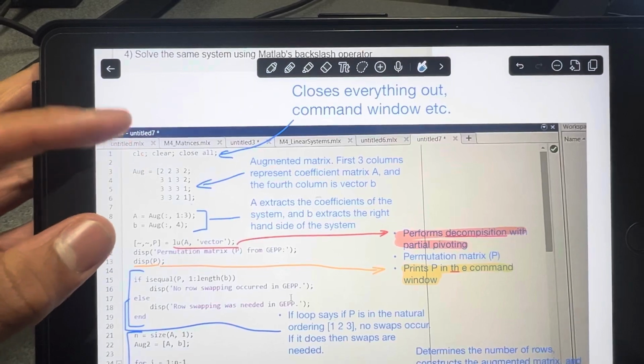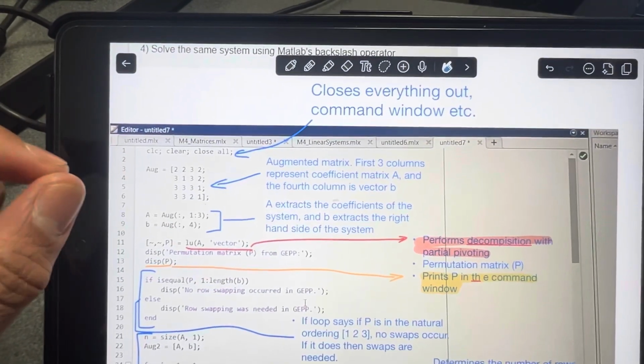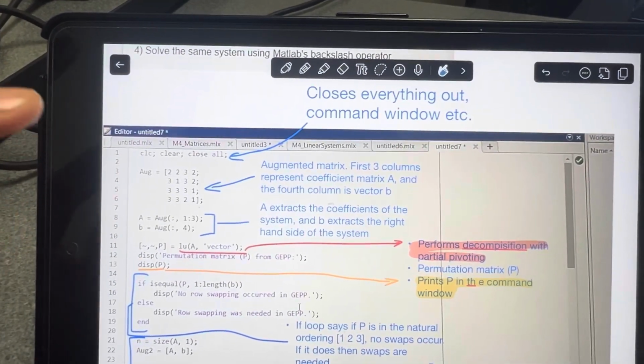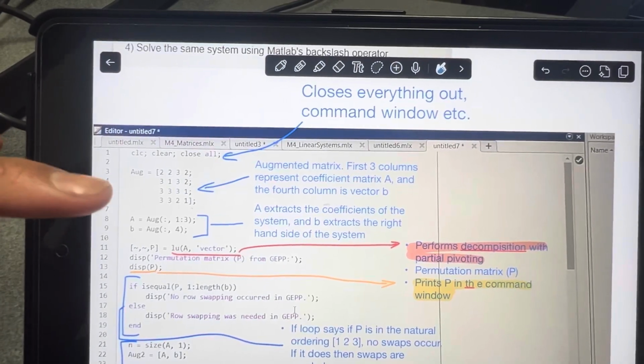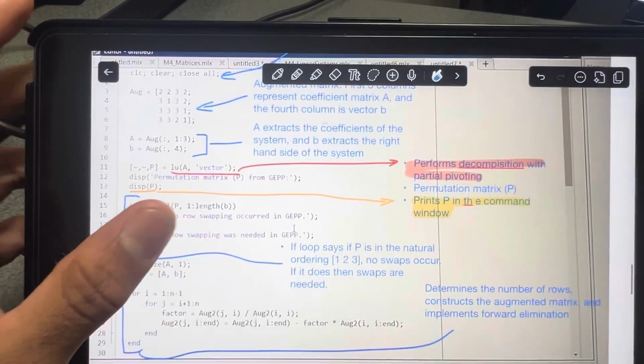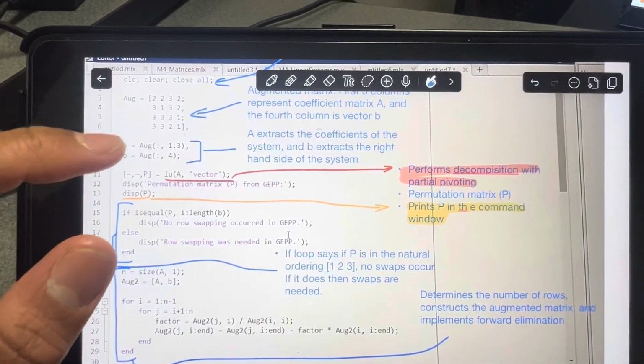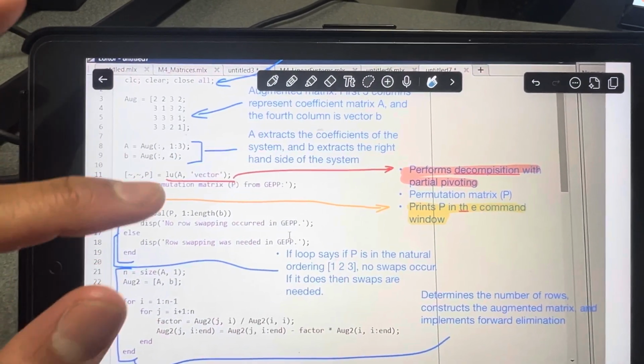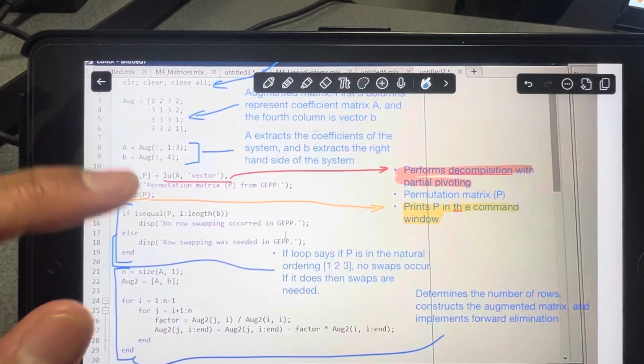Then this right here is the augmented matrix. The first 3 columns represent the coefficient matrix A. Then the 4th column is vector B here. Then this section, basically what A does is it extracts the coefficients of the system, and then B extracts the right-hand side of the system.